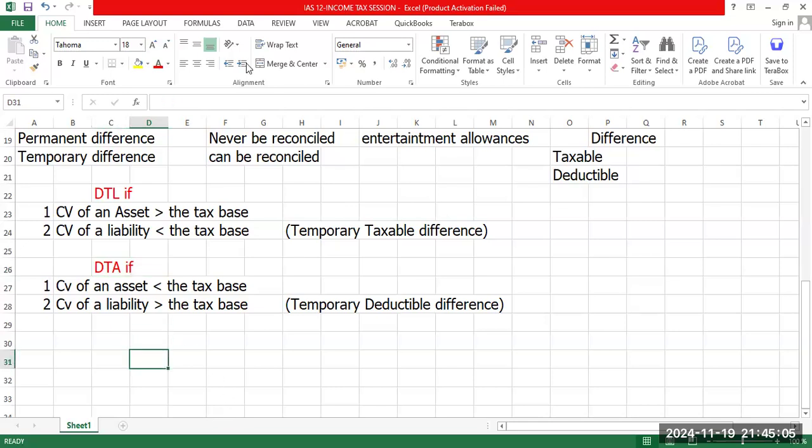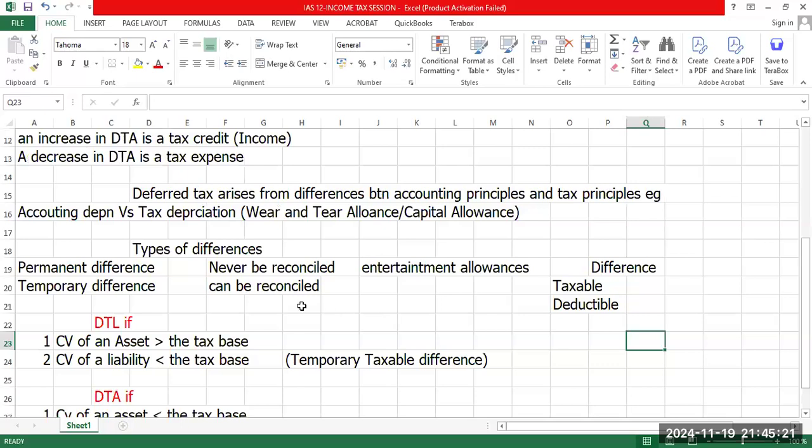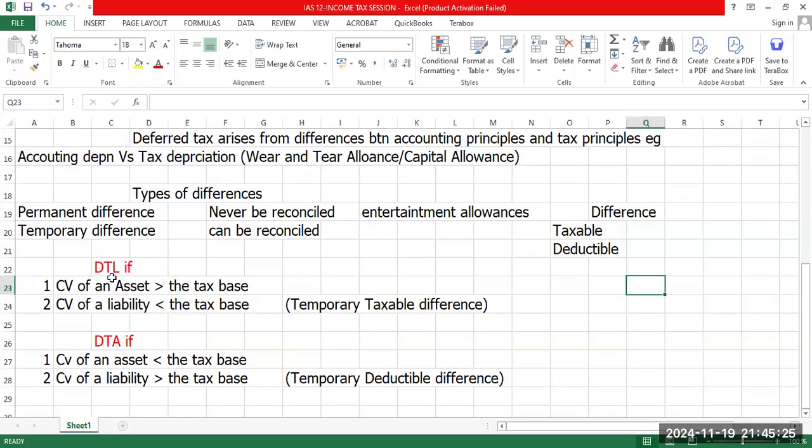I think they can make sense when we are also computing. But if you can understand here, especially if you compute carrying value and find that the carrying value of an asset is greater than the tax base, the difference will be a taxable difference. If you know that, you are not going to fail the calculation number. If I'm dealing with a liability and I find that the carrying value of a liability is less than the tax base, then the difference is also taxable.